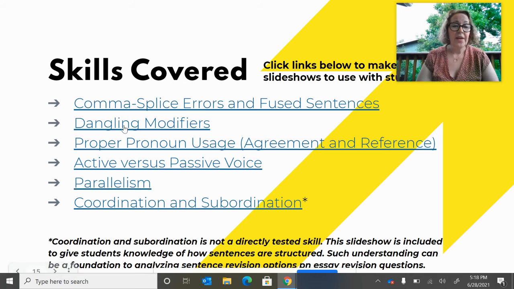Okay, so each one of these links to a slideshow. When you click on it, it will force you to make a copy. But that's good because then it's going to be yours to use, to change, to fix, to take things in and out of. And I'll show you a couple of what the slideshows look like closer to the end of the video. What I'm actually going to do for the rest of this video is just go through sample questions.